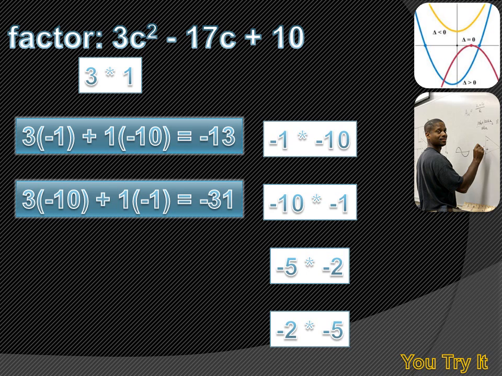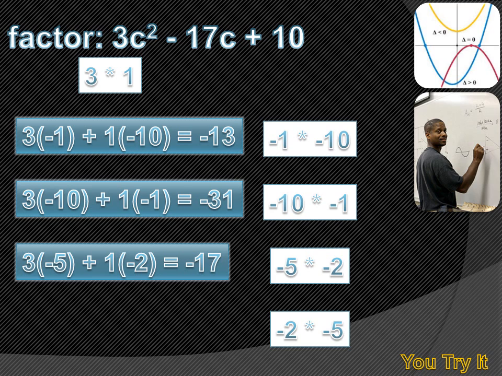How about the second one? 3 times negative 10 plus 1 times negative 1. Well, that equals negative 31, and my b term is negative 17, so it's not that one. How about the third one, minus 5 and minus 2? 3 times minus 5 plus 1 times minus 2 equals minus 17.